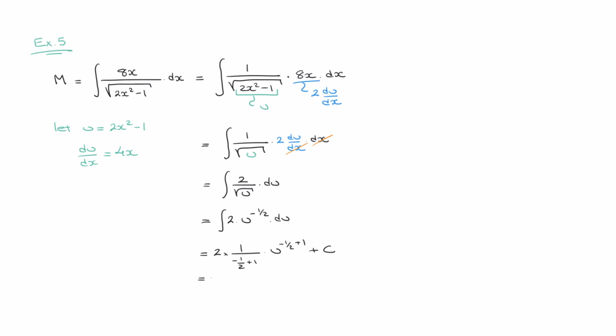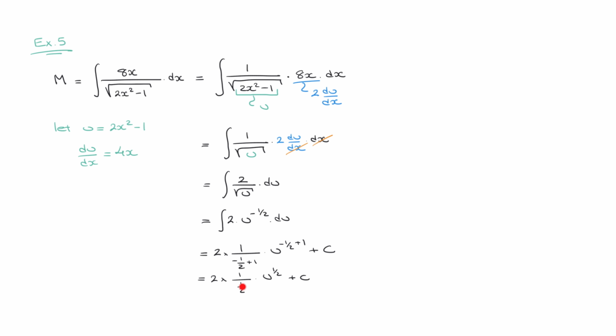And so that becomes 2 times 1 over negative 1/2 plus 1, so that's 1/2. So we have 1 over 1/2 times u to the power of negative 1/2 plus 1, which is also 1/2. And we still have our plus c. I carry on, we have 2 times 1 divided by 1/2.